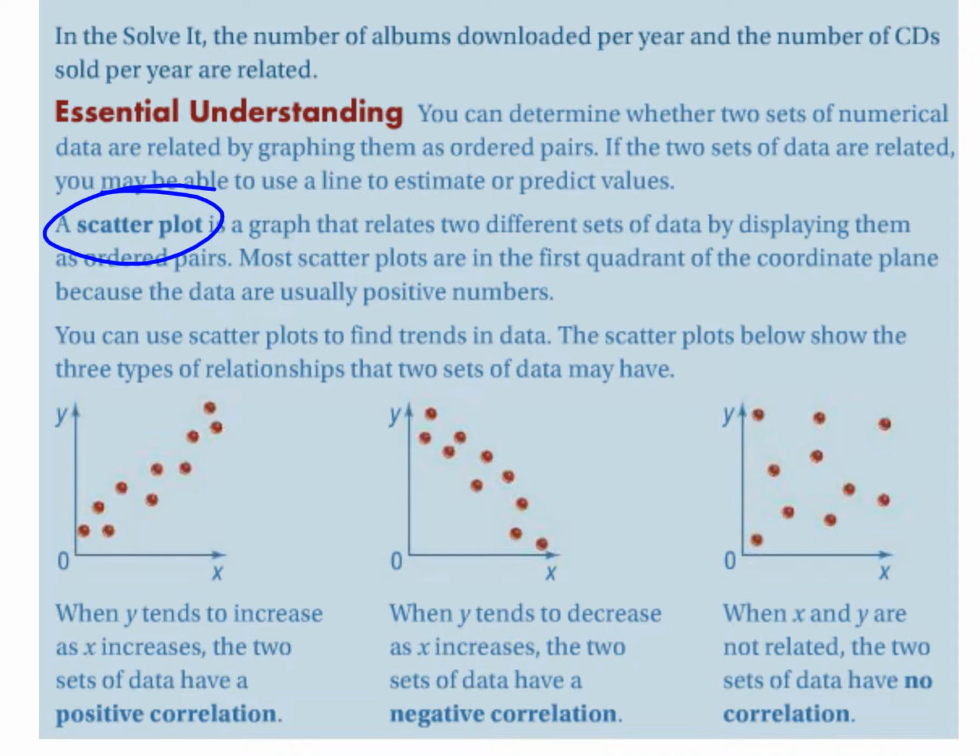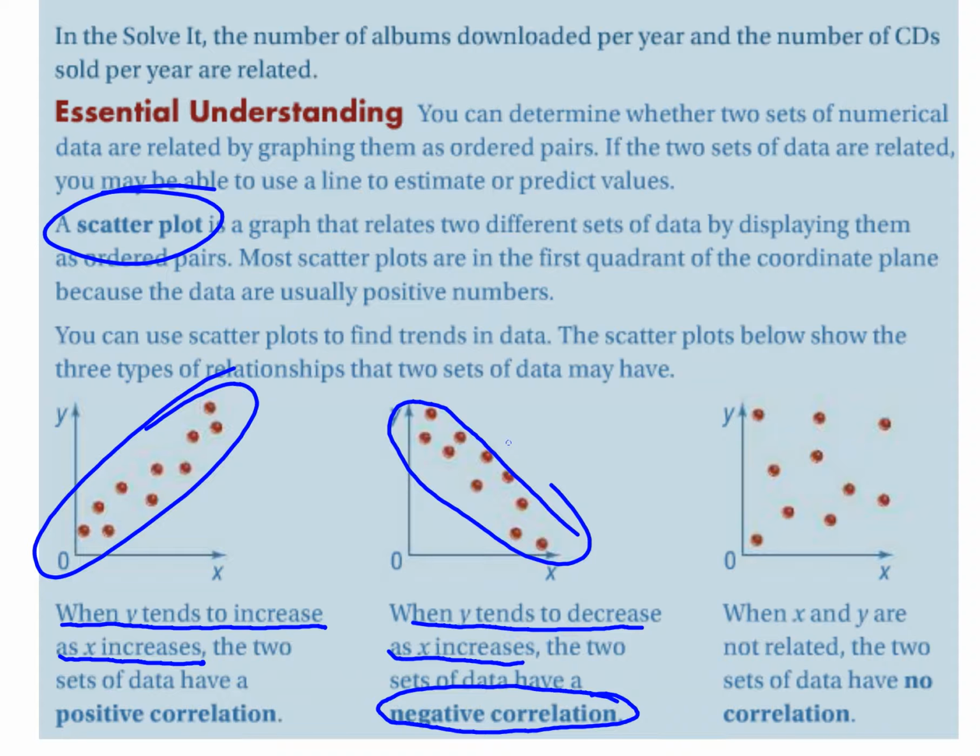Now you can use scatter plots to find trends in the data. The scatter plots below show three types of relationships that two sets of data may have. As the x's increase, you may tend to see the y's increase. That is called a positive correlation, and your picture would look like that. A negative correlation is happening when, as x increases, the y's tend to decrease, and you have a scatter plot that looks like this. And then finally, if the y and the x are not related at all, then the data sets have no correlation.